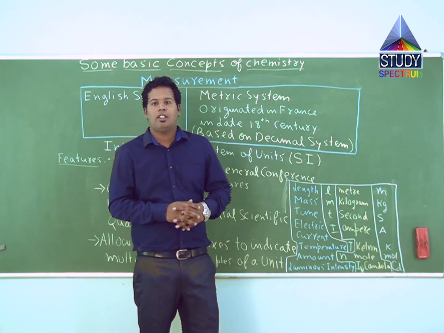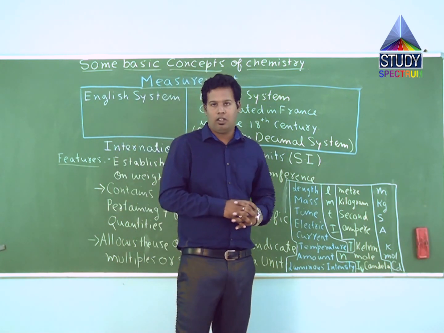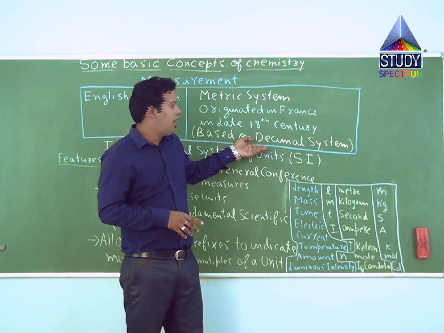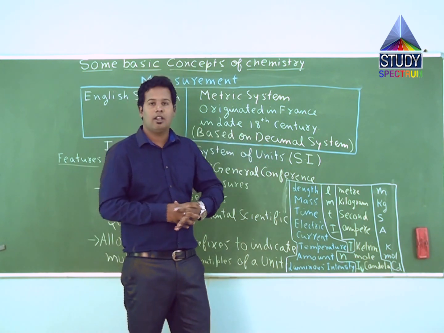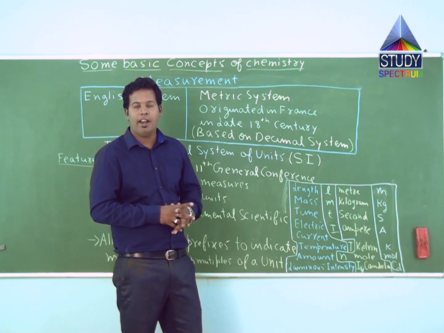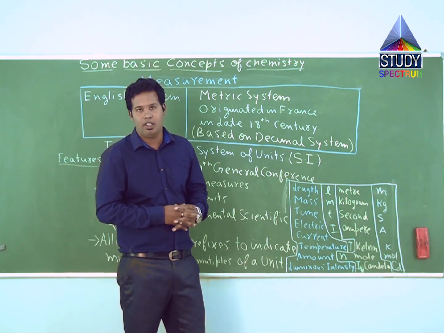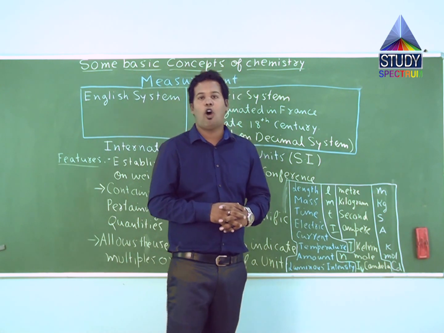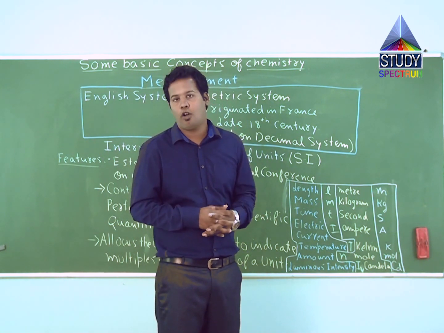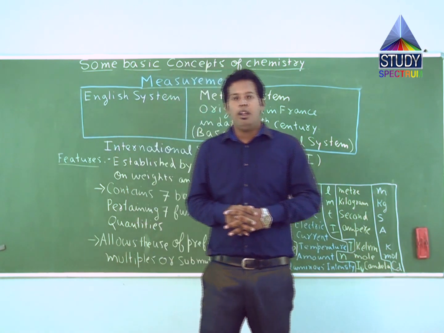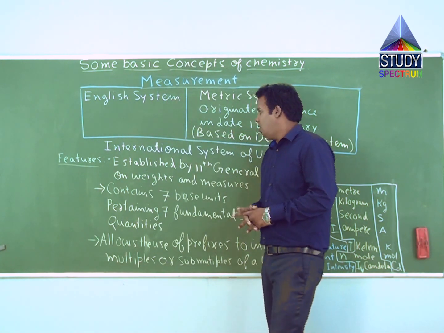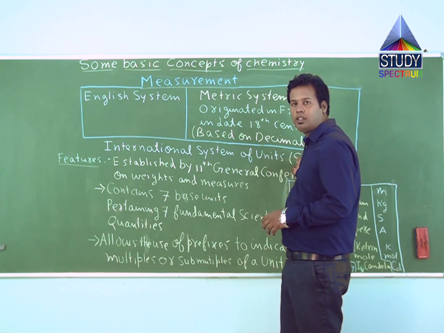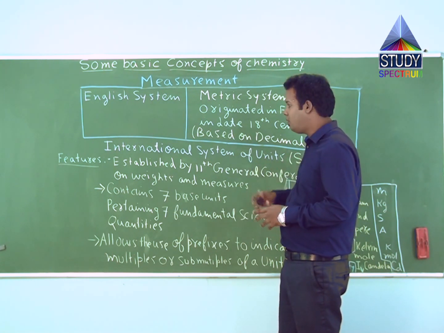Now the metric system was more convenient than the English system because it was based on the decimal system. It originated in France in the late 18th century. But there was a need for a common system for measurement. In the year 1960, the International System of Units, which we now better know as the SI system, was introduced.